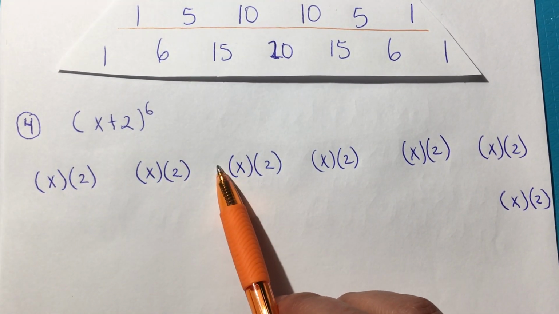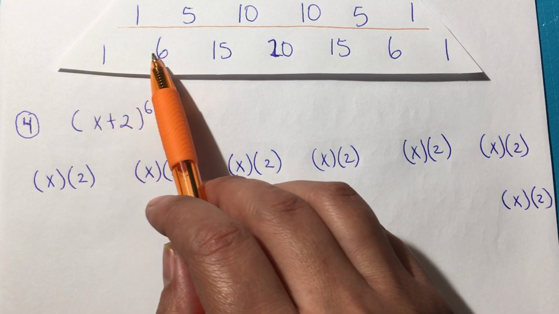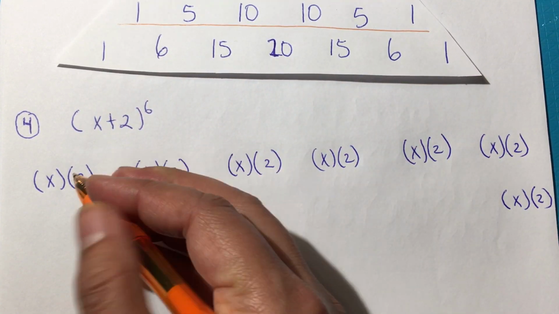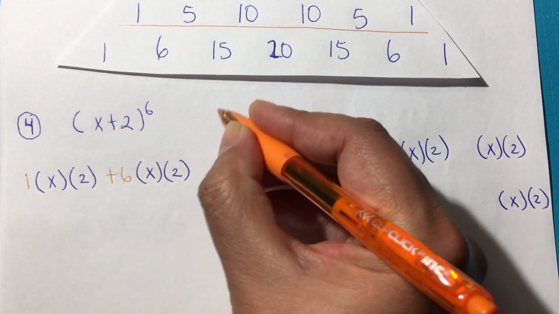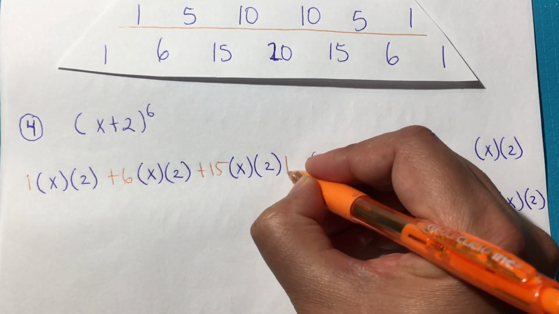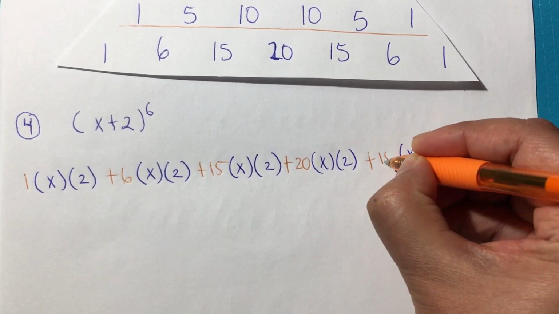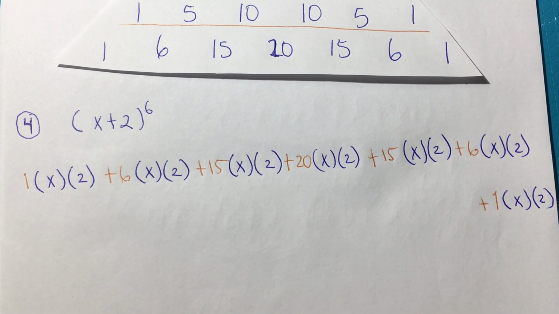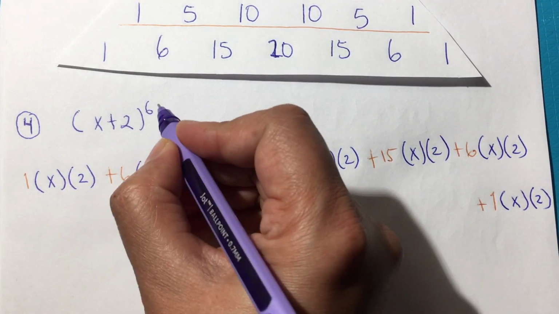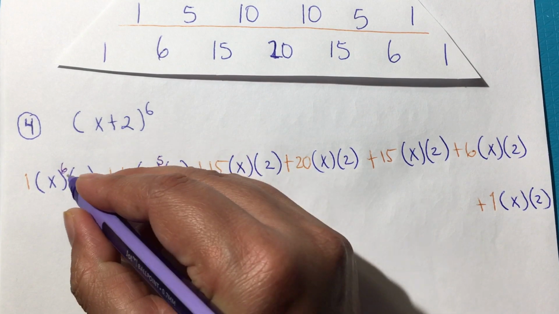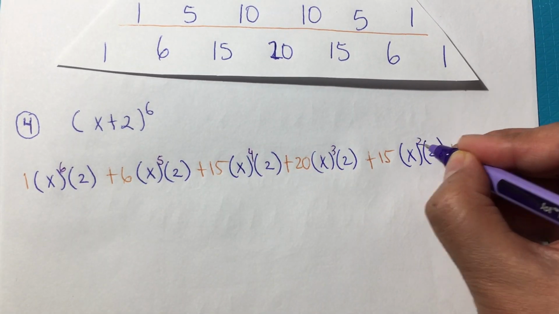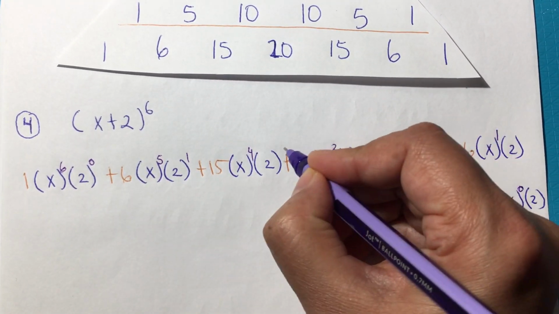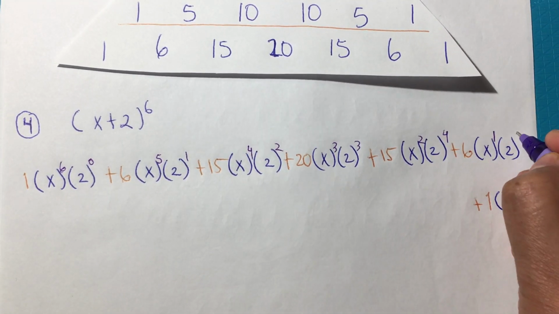And for the coefficients, again, we look at the exponent, we find that on the second number of that row, and so we'll use that row, okay? So it's going to be 1, 6, 15, 20, 15, 6, and 1. And for the exponents of the first term, we start with that and go down. So 6, 5, 4, 3, 2, 1, 0. And then we start with 0, 1, 2, 3, 4, 5, 6.